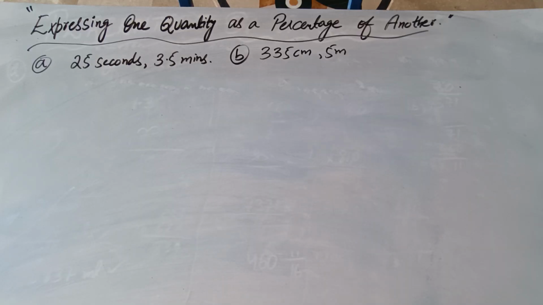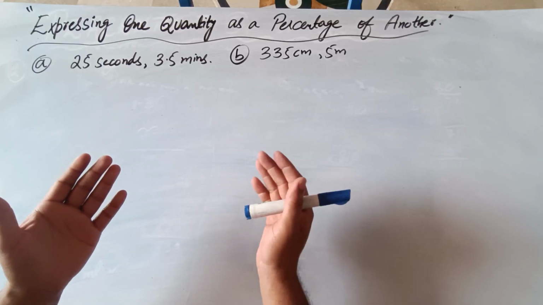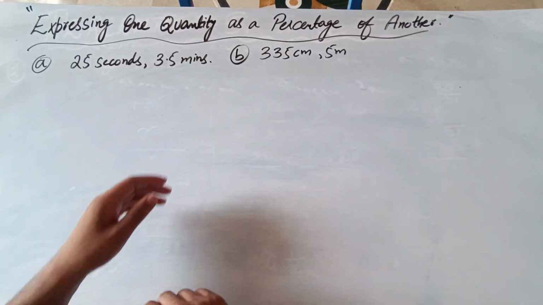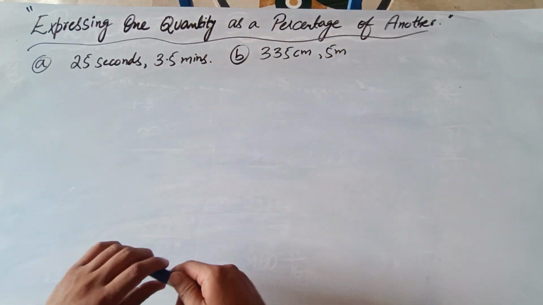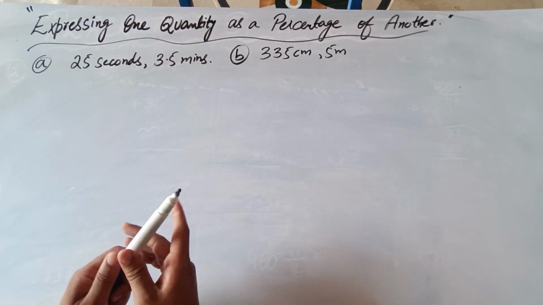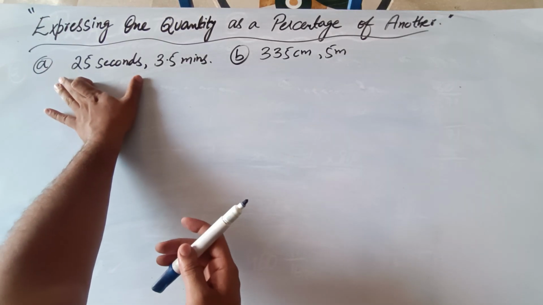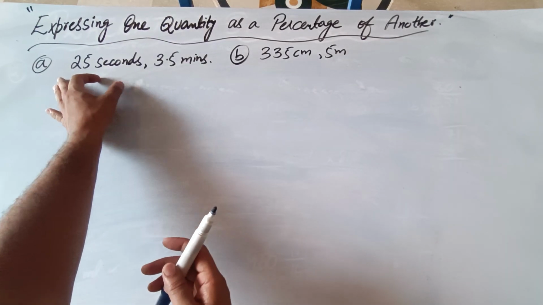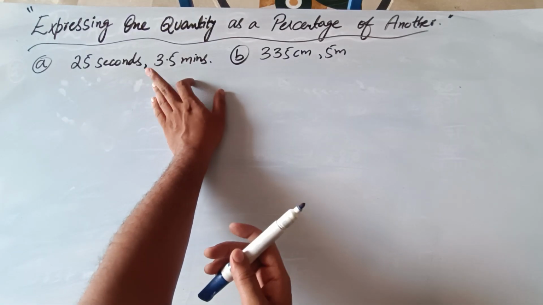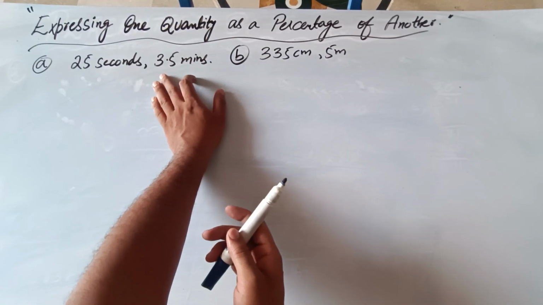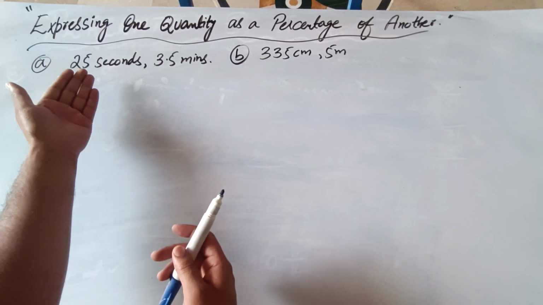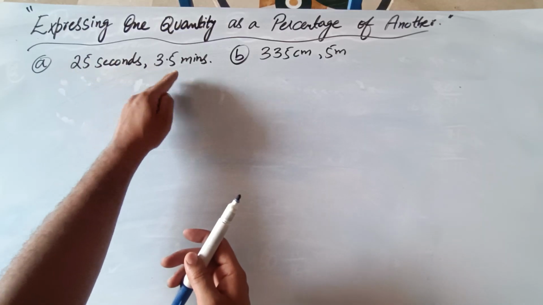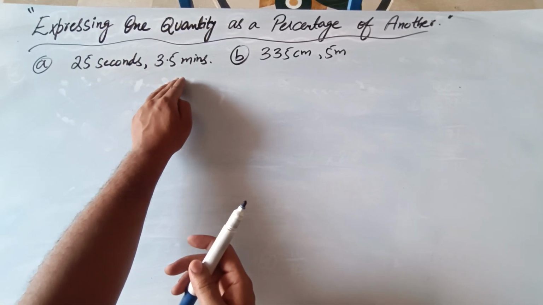Now let's discuss another type of question, expressing one quantity as a percentage of a second quantity or of another quantity. In this type of question, the quantity which is given first would be considered the first quantity, and the quantity which is written after the comma would be the second quantity. We need to express 25 seconds as how many percent of 3.5 minutes.